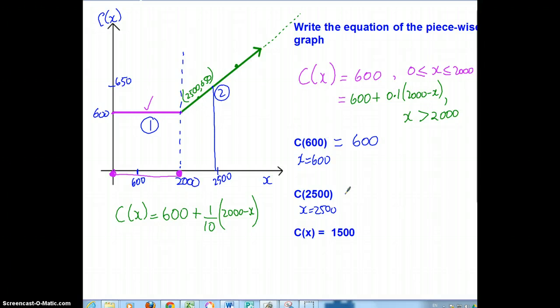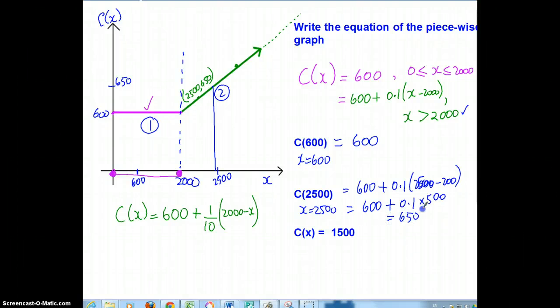So if I come here, I say, right, is 2,500 between 0 and 2,000? Well, obviously not. Or is it greater than 2,000? We know it's in this one. So I'm actually going to use this function to calculate it. So I'd have 600 plus 0.1 times 2,500 minus 2,000. So we've got 600 plus 0.1 of 500. Just let me make that correction up there. That should be x minus 2,000. Okay, so if we do a little bit of math here, a tenth of 500 is 50. That's where our 650 pesos come from.